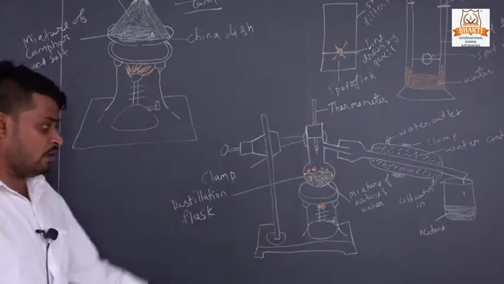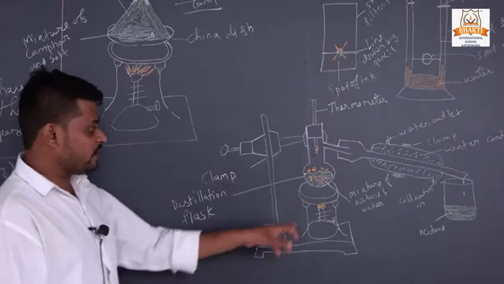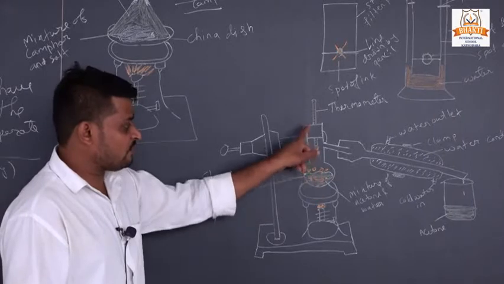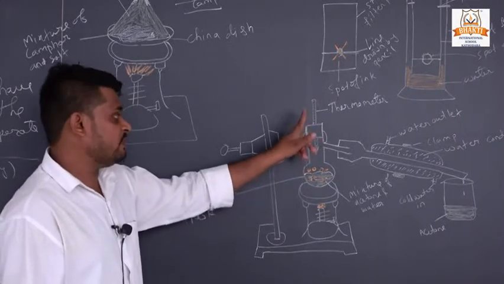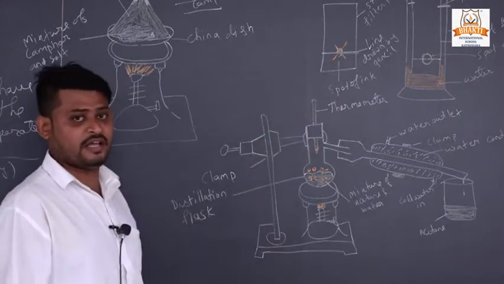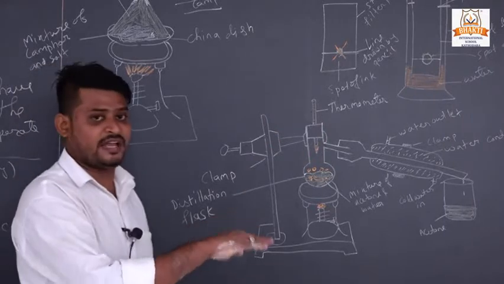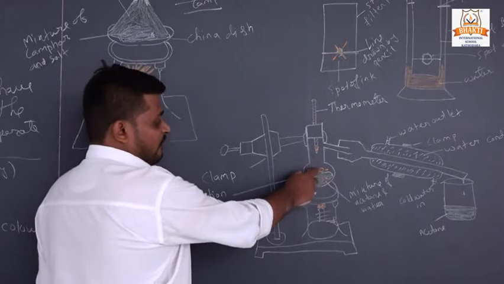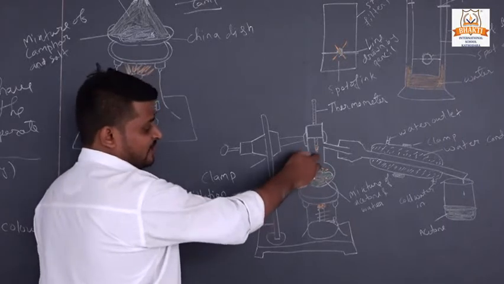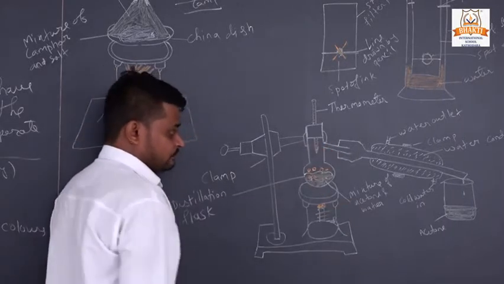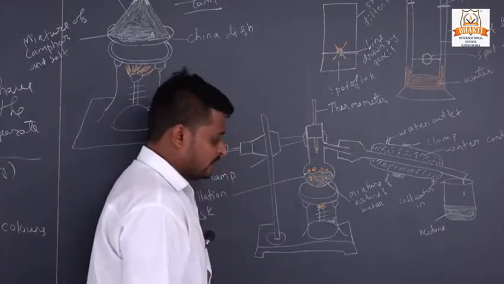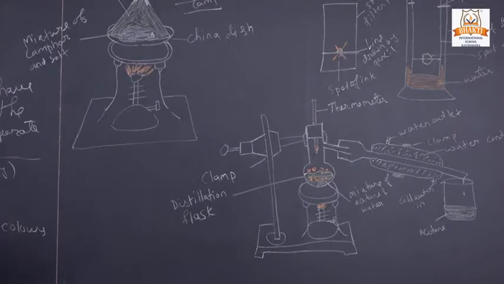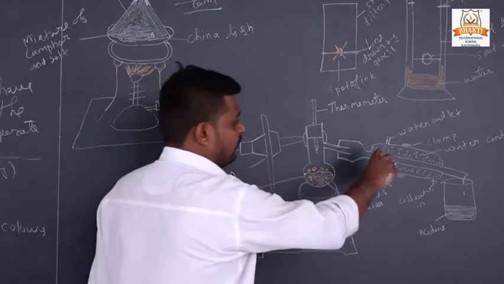Then we switch on the burner and heat the distillation flask. After some time, the temperature of the flask rises, and we can see it directly on the thermometer. We observed the thermometer rise slightly. After some time the vapor rises and goes into the water condenser.